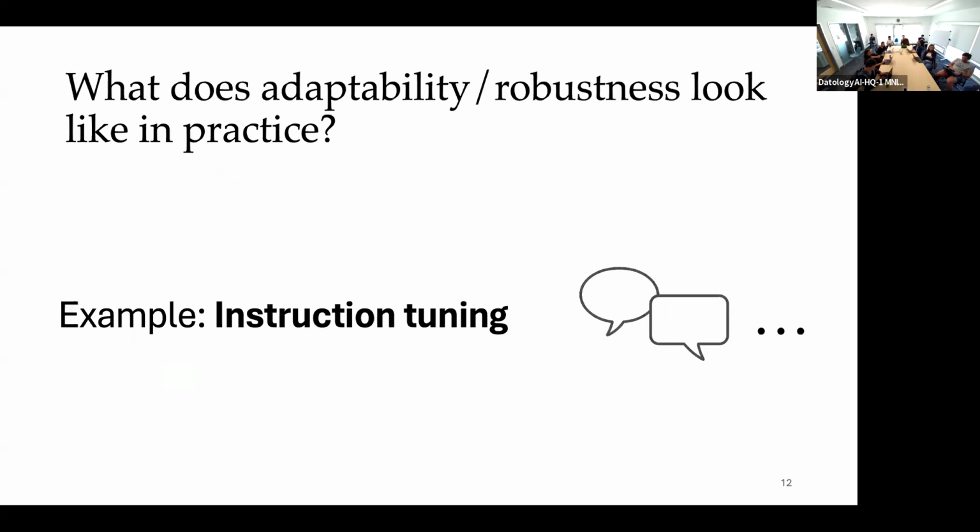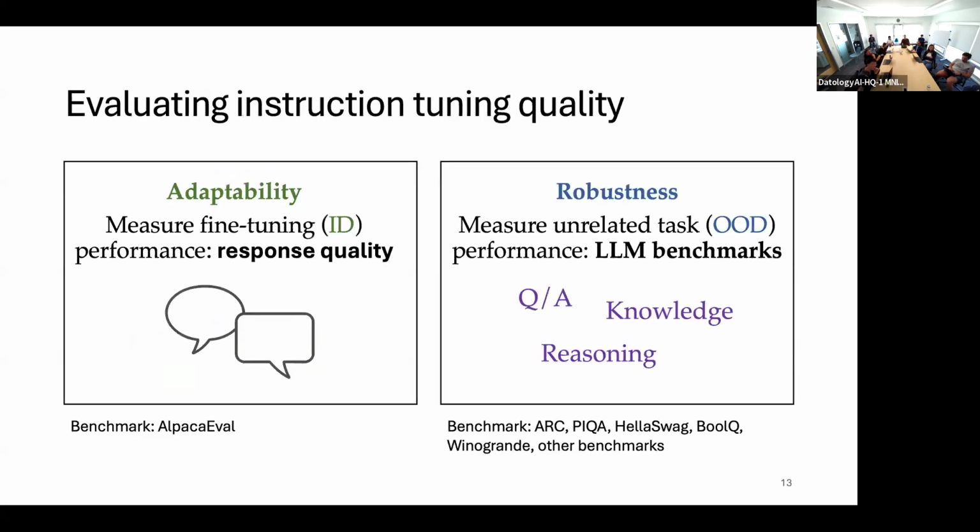So let me give you an example of what this might look like in practice. And we're going to use this example, at least at the beginning of the talk, so we can talk about concrete metrics to understand what is a concrete way we can measure adaptability and robustness. And it's really simple. One, adaptability: you can just measure what I'm going to call the in-distribution task, which in this case will just be response quality because we're doing instruction tuning.